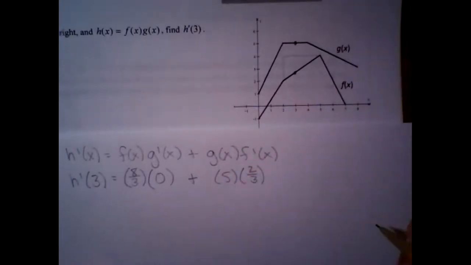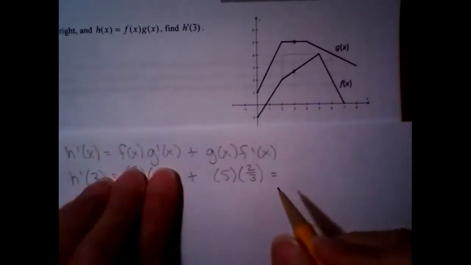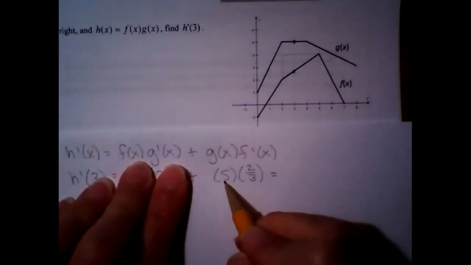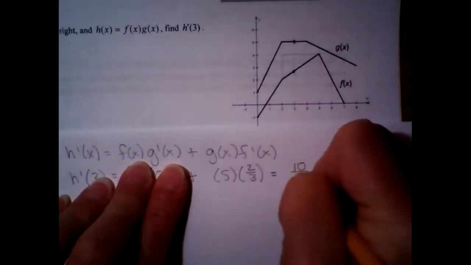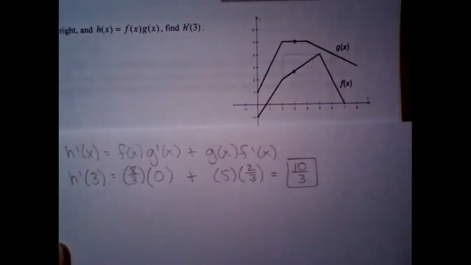Now, if it was free response, you would just stop. But if it was multiple choice, you'd have to keep going. This part's going to be 0. And then 5 times 2 is 10. So 10/3 if you were simplifying that the whole way down.